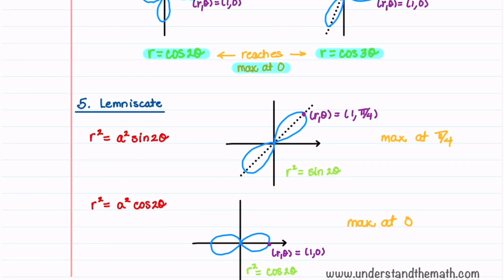The last type of polar equation that we'll look at is the lemniscate. There are 2 equations for a lemniscate, and the lemniscate looks like an infinity sign. For r squared is equal to sine 2 theta, sine 2 theta reaches the max at pi over 4, just like it did with the rose, and our max is at this point. For our cosine curve, it reaches its max at 0, and that is at this point, which is the point 1, 0.